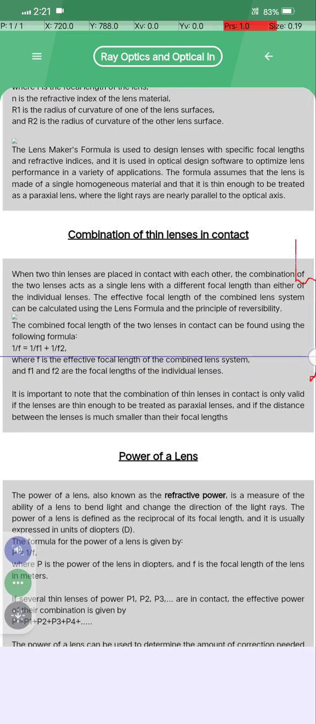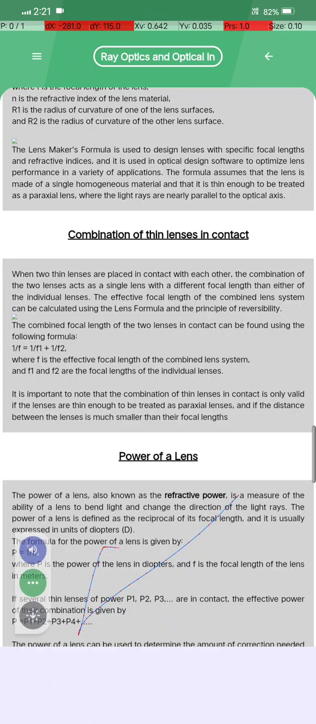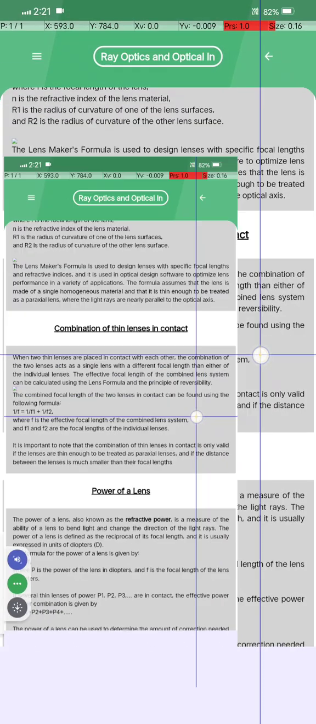तो ये फॉर्मूला भी ध्यान रखना. 1 by f is equal. ओके, इसका फोटो ले लो.